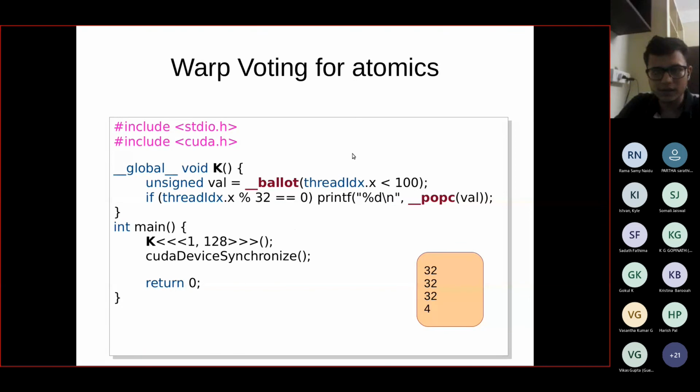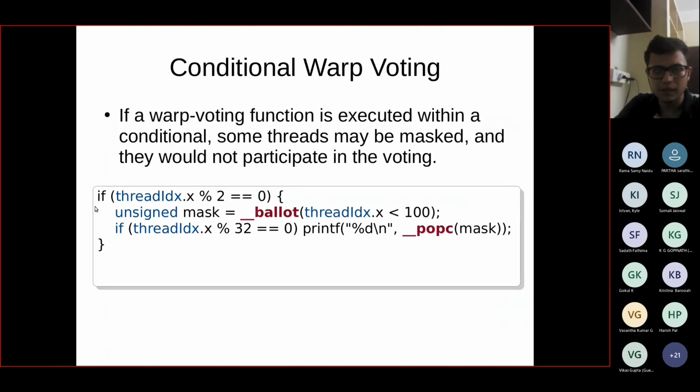Here all the threads were entering, but here we are reducing the number to half, based on whether it is an even thread or odd thread, and based on that we are printing the number of bits that are set by the ballot function, and we are counting this number of set bits using popc, and then we are printing it, and the numbers will be 16 and 2.